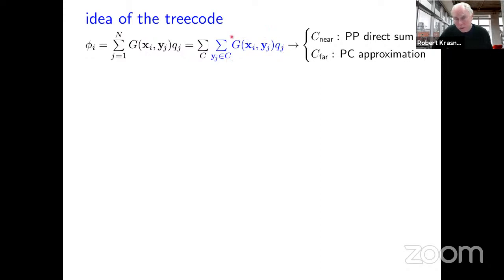Now, there are two ways to evaluate this. We call this a particle cluster interaction. It depends on whether the cluster is near or far from the target. If the yj's are near to the xi, we do a particle-particle direct sum. That means we evaluate this by looping over j explicitly, as you see. But if the yj's in this cluster are far from the target, we can do a particle cluster approximation. And that works as follows.